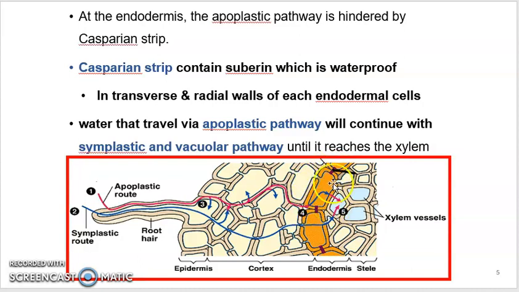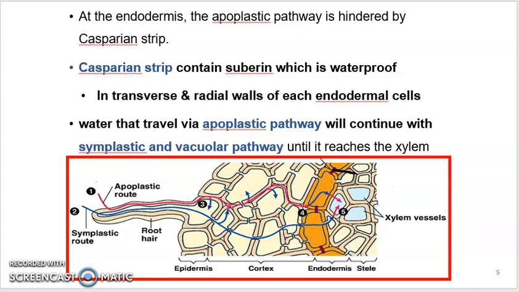Okay, at the endodermis there is a Casparian strip. So what happened? Earlier we said the apoplastic pathway is water moving along the cell wall and also the extracellular space. What will happen is the water molecules cannot pass through the cell wall of the endodermis because of the Casparian strip. So water that travels via the apoplastic pathway will continue with the symplastic and vacuolar pathway until it reaches the xylem.